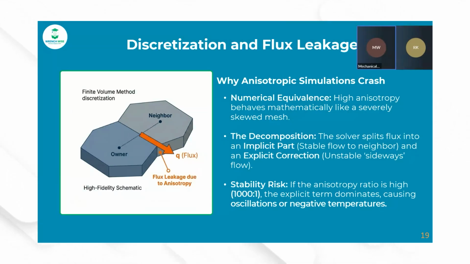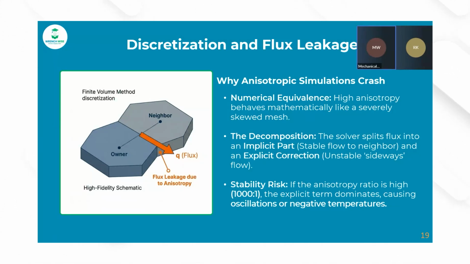If you have high anisotropy, the explicit correction will begin to dominate the implicit part. And if the explicit term becomes too large, your matrix becomes unstable. This is where battery simulations tend to see a lot of oscillations in their residuals. You'll get physically impossible results, like negative temperatures and so on.